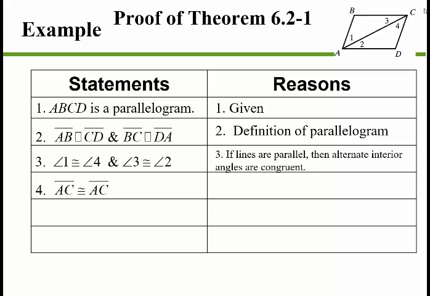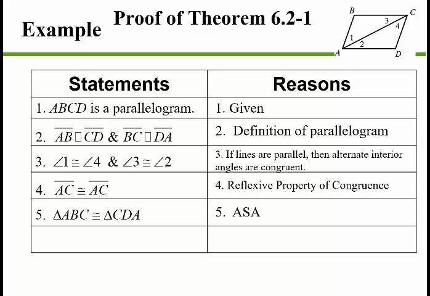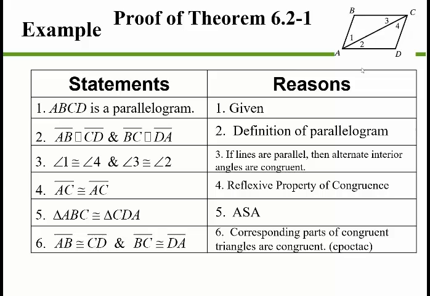It's got to be that AC is congruent to AC. That's just the reflexive property of congruence, which we've used a bunch. Next, it must be then that triangle ABC is congruent to triangle CDA. That's by angle side angle: this angle side angle is congruent to this angle side angle. So then, because of that, side AB must be congruent to side CD, and BC must be congruent to DA, because corresponding parts of congruent triangles are congruent. See how we used angle side angle to show the two triangles congruent, and then showed that the corresponding parts of those congruent triangles are also congruent.